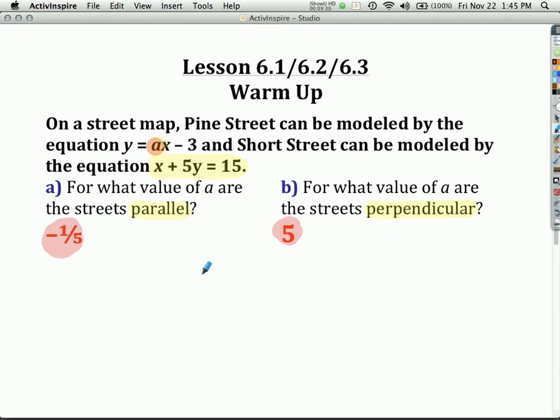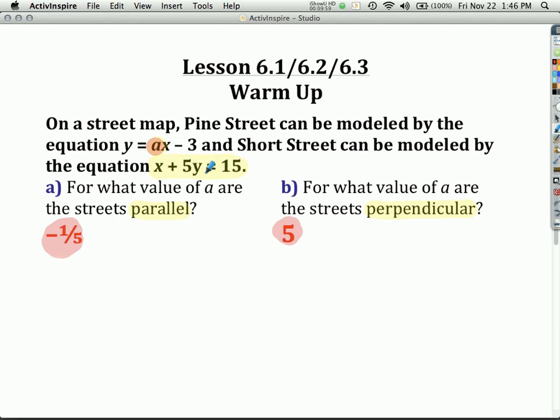Okay, well, Pine Street is represented by this, and Short Street is represented by this. But we have a piece missing. So what I'm asking you is find that piece. But I'm asking you to find it in a particular way. I'm saying, what would this piece be if this was parallel to this? And the idea of parallel is completely based on slope.